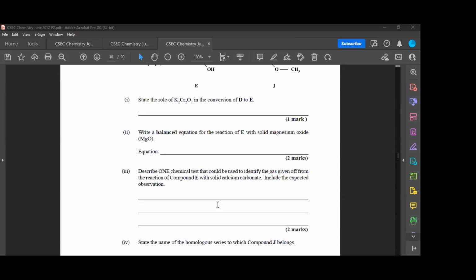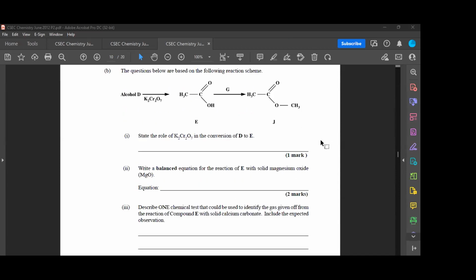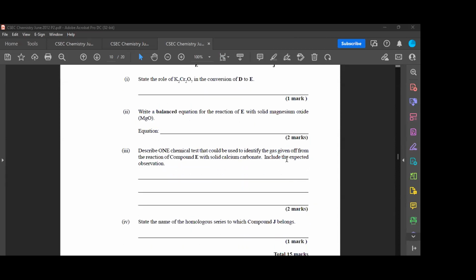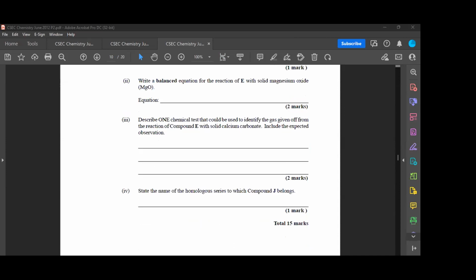So the last question is, what would be the homologous series for J? And all you need to do is look again at the functional group. So which functional group is this? Esters. Good. Easy. So this is ester.